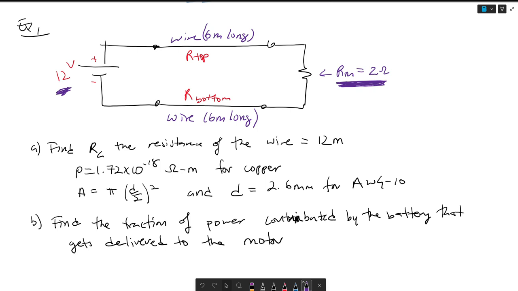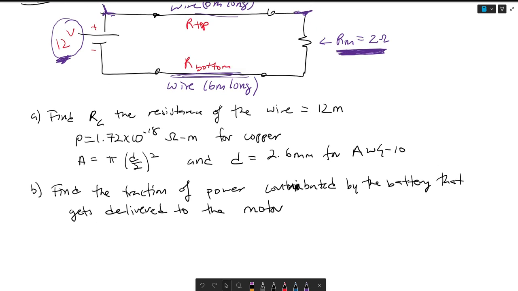Now, we have this wire, which is 6 meters long on both the top and on the bottom. And we have to realize that wires also have a resistance associated with them, right? They drop voltage as well. And the voltage here is not the same as the voltage here. As a result, this wire is actually taking a little bit of this 12-volt battery that we're supplying. Now, it's not a lot, but it still should be considered when doing analysis.